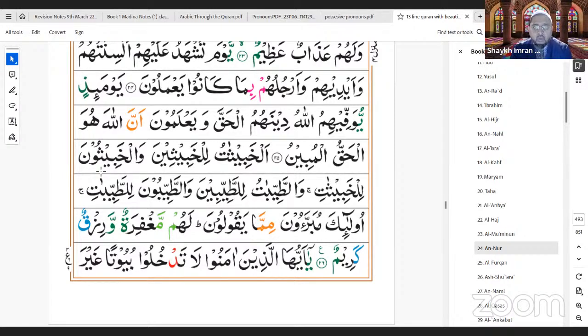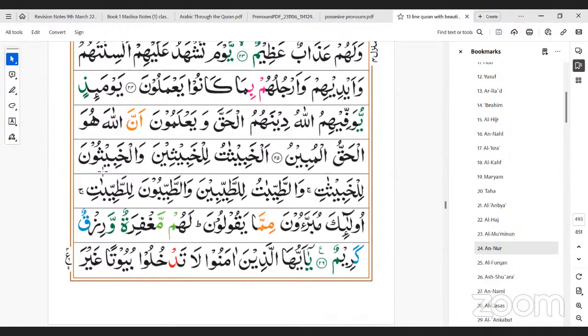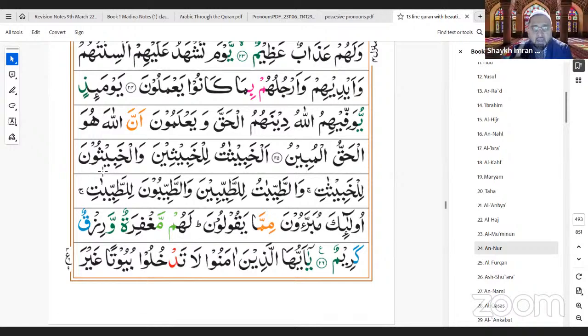Now, with regard to the sound masculine plurals, the ending does not change. The ending does not change in the definite and the indefinite. They remain the same. I'll give you an example. Muslimuna, and al-Muslimuna.